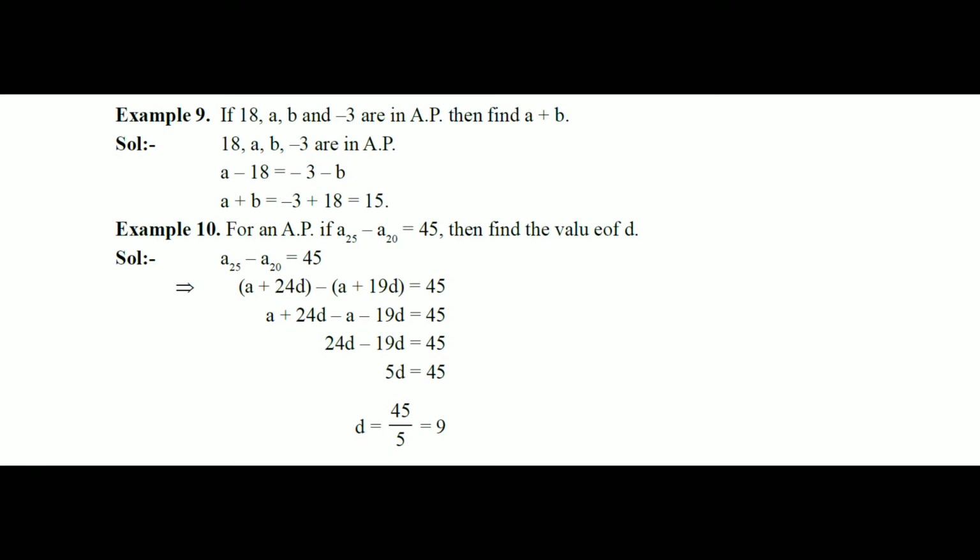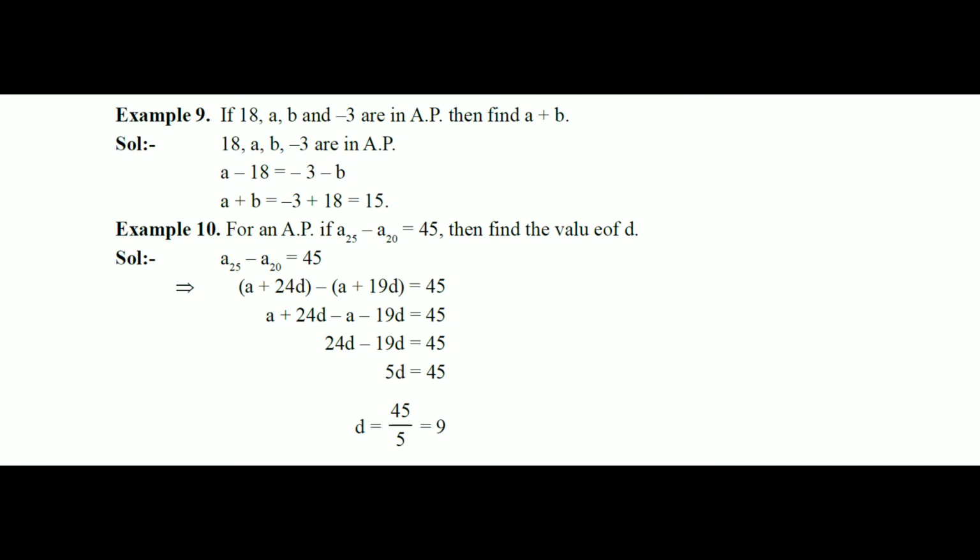Because these terms are in AP, what we will have? We have the common difference between any two consecutive numbers the same, meaning T2 minus T1 will be the same as T3 minus T2, the same as T4 minus T3.